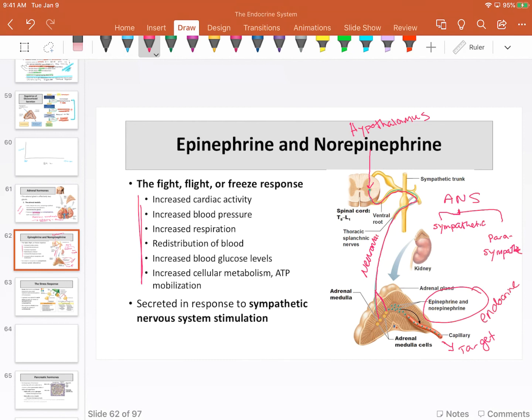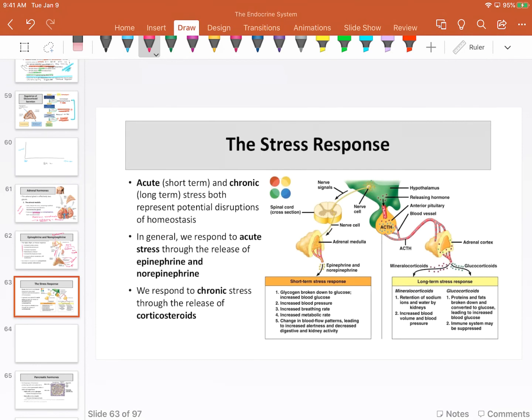Okay, and so that's important to understand and realize that. We've just talked about two hormones involved in stress. Cortisol for chronic stress, epinephrine for acute stress. And both of those participate together in what we call the stress response. And we can have situations where both epinephrine and cortisol levels are high.